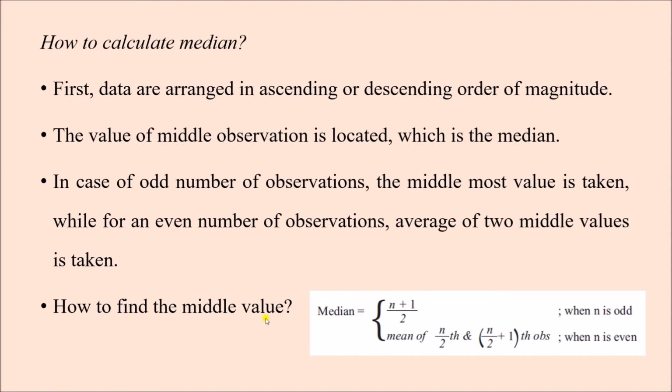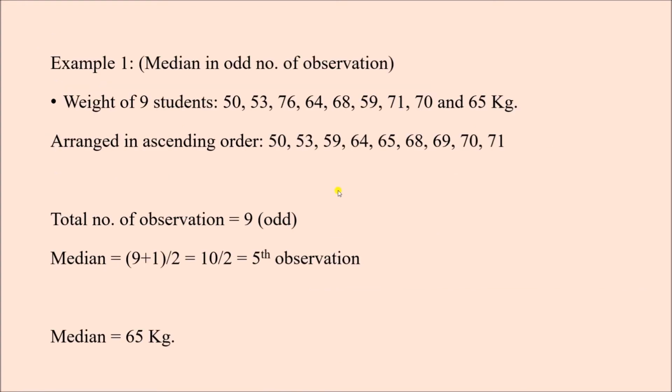Now how to find the middle value? This is what we have to remember. When n is odd, that means either 15, 21, 47, like this, then (n plus 1) divided by 2 is the middle value. Whereas if n is even, that means maybe 10, 16, 20 observations, in that case we have to take the average of the n by 2th value and the (n by 2 plus 1)th value. Now this again may appear a little bit confusing, but let me give an example.